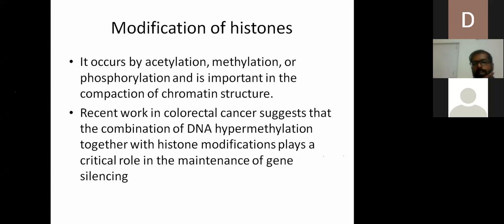The last one in cancer epigenetics is modification of histones. The histones are also epigenetic materials. Depending on their modification, there may be a stimulus which leads to a cancer pathway, which leads to cell proliferation. It can occur by acetylation, methylation, phosphorylation. In CpG islands, it's only the methylation, hypermethylation or hypomethylation. Here histones can be modified by acetylation, methylation, phosphorylation, and this is important in compaction of the chromatin structure. That means they constrict the chromatin structure. Recent work in colorectal cancer suggests that DNA hypermethylation together with histone modifications plays a critical role in maintenance of gene silencing.